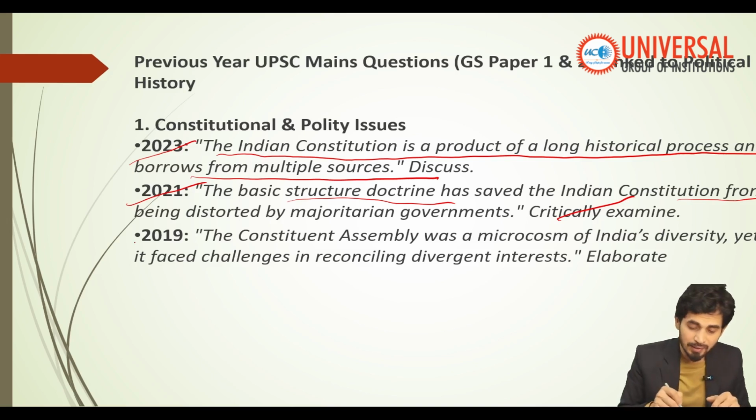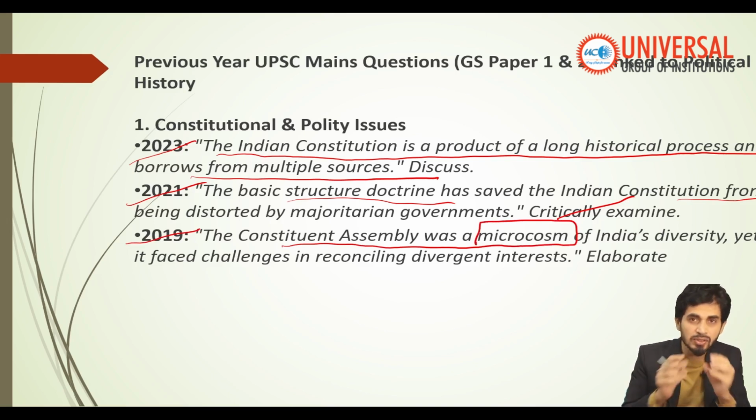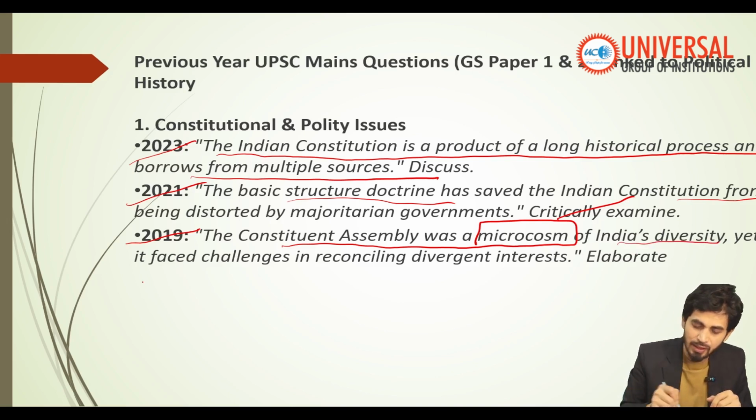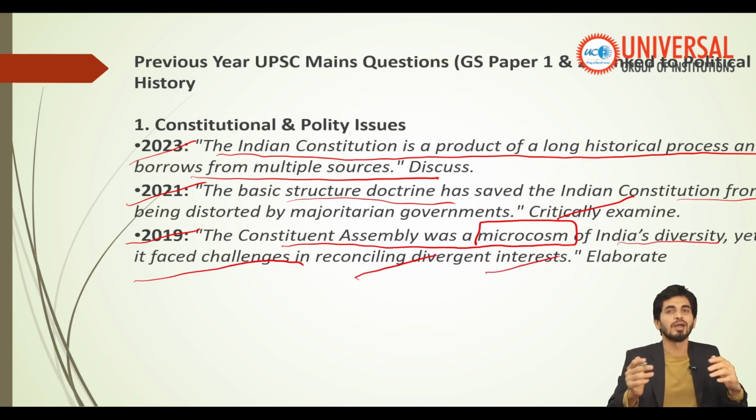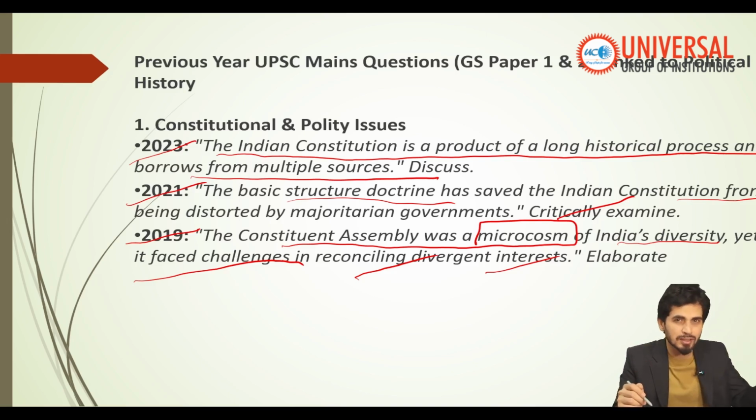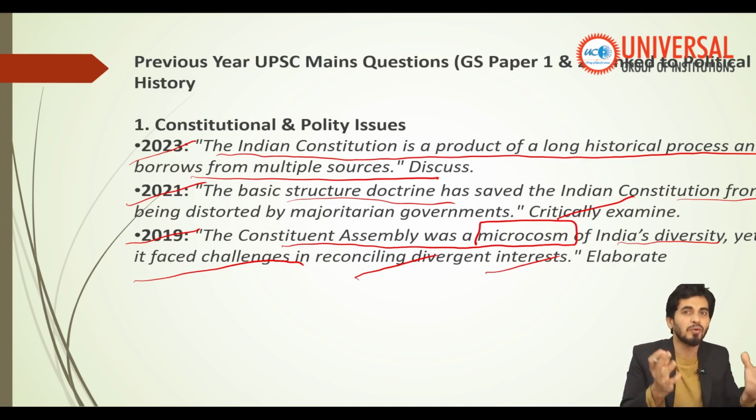And in the year 2019, they asked this question: the Constituent Assembly was a microcosm. Microcosm means a small replica of the bigger picture of India's diversity, yet it faced challenges in reconciling divergent interests. Elaborate. That means what were the conflicts of ideologies among the members of the Constituent Assembly and how it was resolved in the end to come up with one single rule book, that is the Indian Constitution. This is what you need to discuss and you will get a lot of points in this video. So please watch this video again and again so that all the points that are discussed in this video stay in your memory.